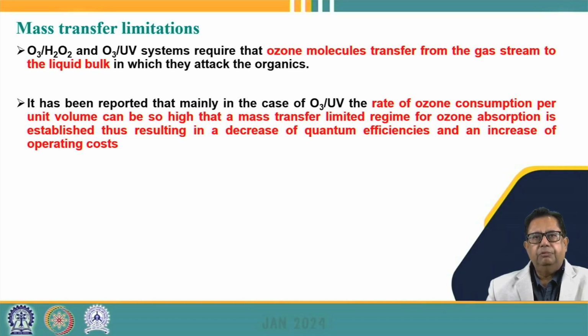So here the mass transfer limitations play a very important role, and the rate of ozone consumption per unit volume can be so high that the mass transfer limited regime for ozone absorption is established, which results in a decrease of the quantum efficiencies and an increase in the operating cost. The mass transfer limitation limits the absorption of the ozone into the water and the degradation of the compounds, so the ozone remains unutilized and goes into the effluent without reacting. This may lead to a reduction in the quantum efficiencies, as well as very high operational cost, as we require a higher amount of ozone for the degradation.